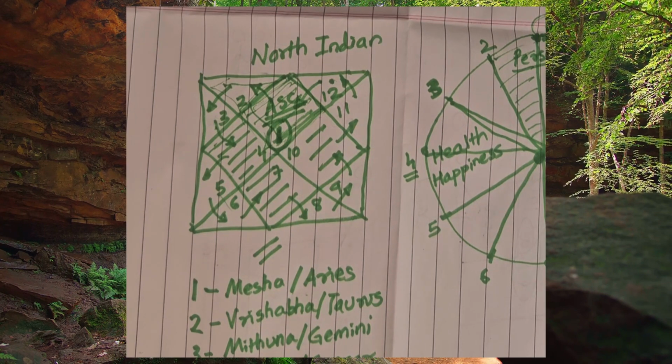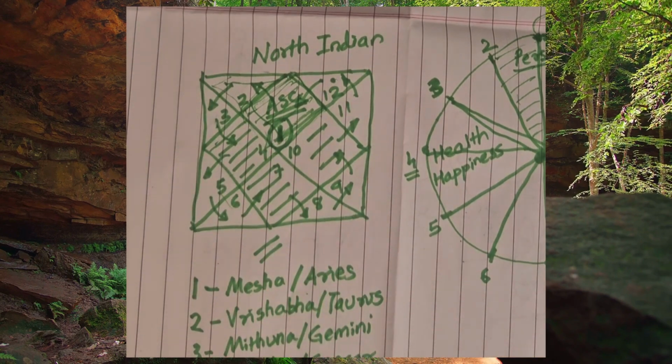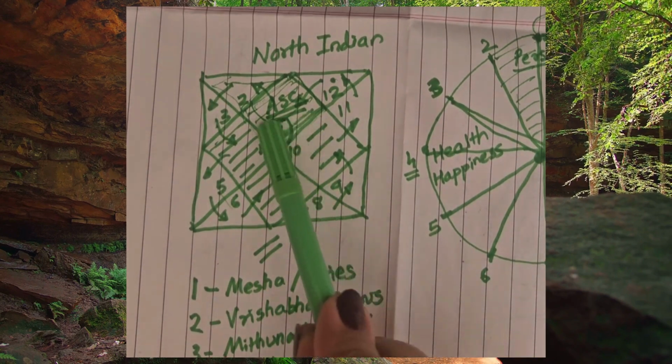So in the next video we will go to planets, how planets are mapped, how planets are placed in different houses. That part we will see, and also we will see what is an ascendant.